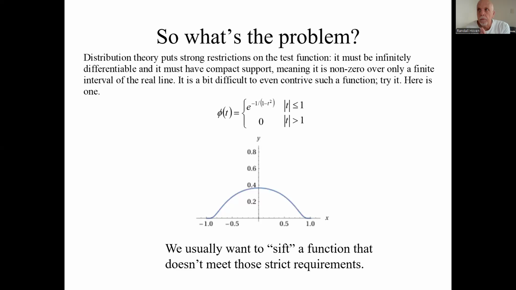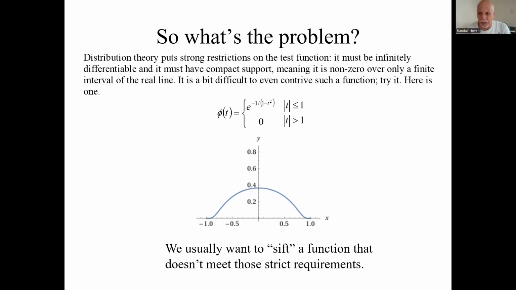And here's what bugs me about distribution theory. The severe, I call it severe restrictions on the test function. It must be infinitely differentiable and have compact support, which means it's non-zero over only a finite interval of the real line. Can't just decay like a decaying exponential. It can't just be 1 everywhere. It can't just be 1 over a pulse like that with sharp edges. It can't be a triangular pulse because it's not differentiable at the peak of the pulse.